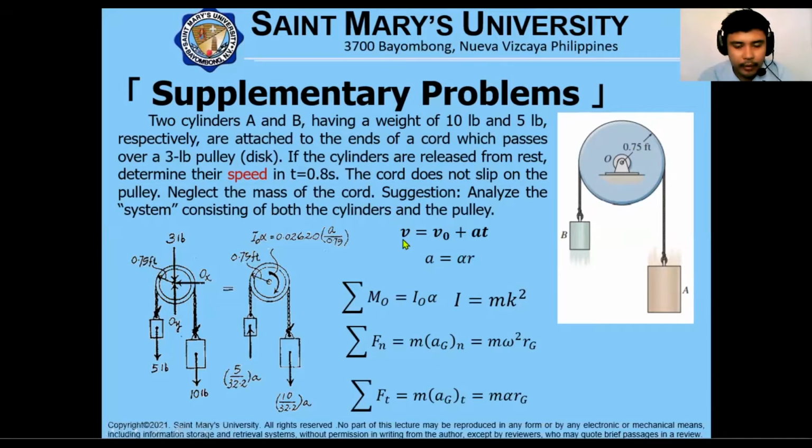And then from that, we can now solve for B. That's our target. First is to solve for A. And then after we solve for A using these equations, we can directly substitute values for 0 and then A. We now solve for what is unknown, which is the speed.